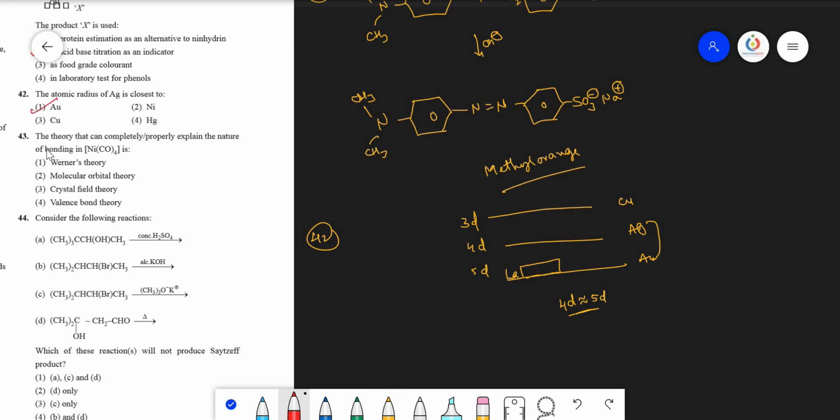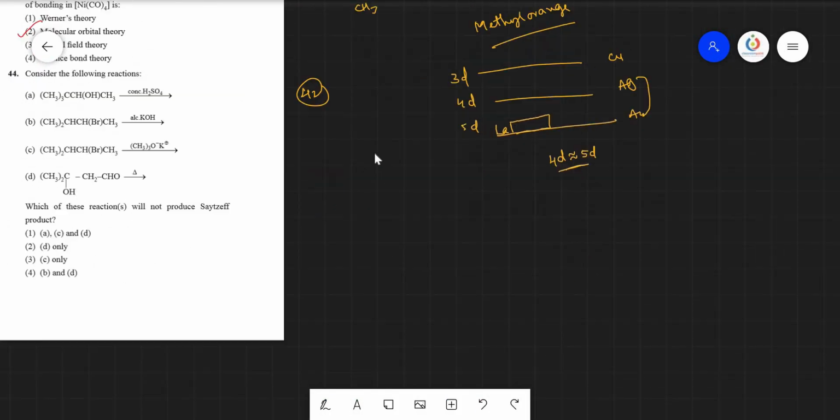Now let us see 43 here. The theory that can completely or properly explain the nature of bonding in nickel tetracarbonyl is... So carbon monoxide has the ability to develop back bonding. So the only theory that explains the structure and the nature of the bonding is molecular orbital theory. So option 2 is correct. Now let us see the 44th question.